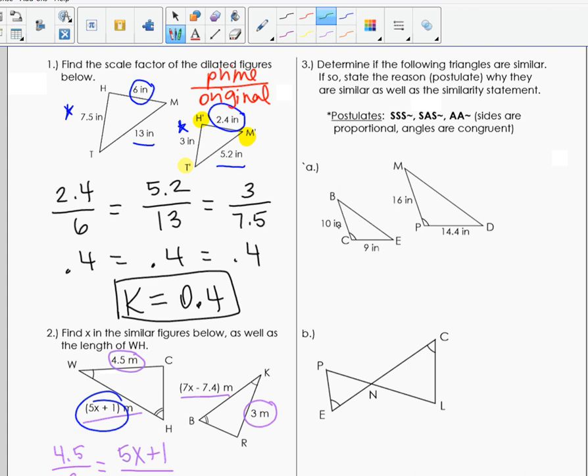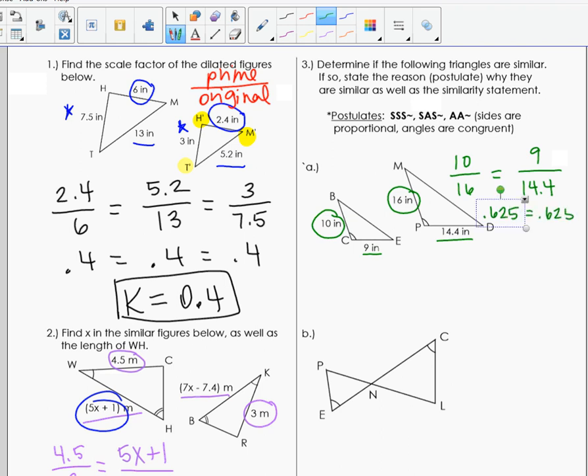So if you look, this is my biggest side in the first triangle. This is my biggest side over here. This is my smaller side, and that's my smaller side. So you want to check and see if 10 over 16 equals 9 over 14.4. Okay, when you put those in your calculator, you get 0.625 equals 0.625.